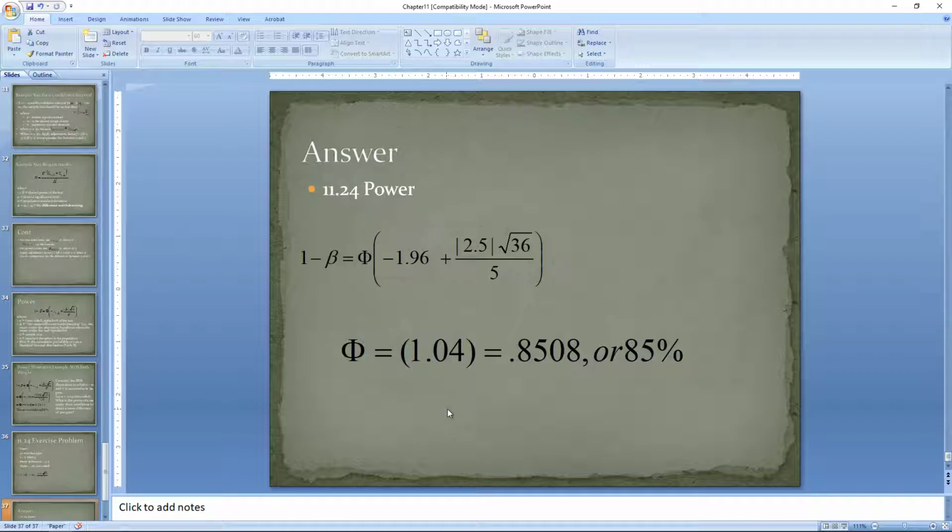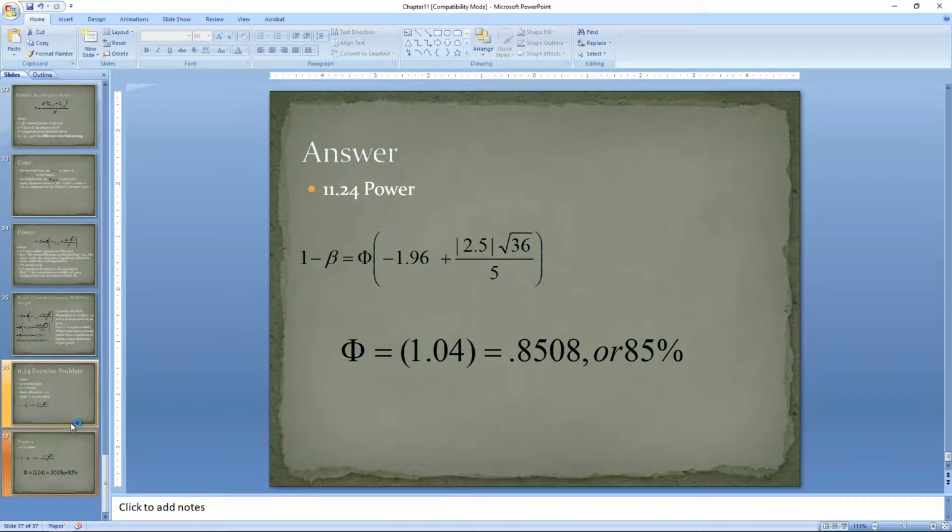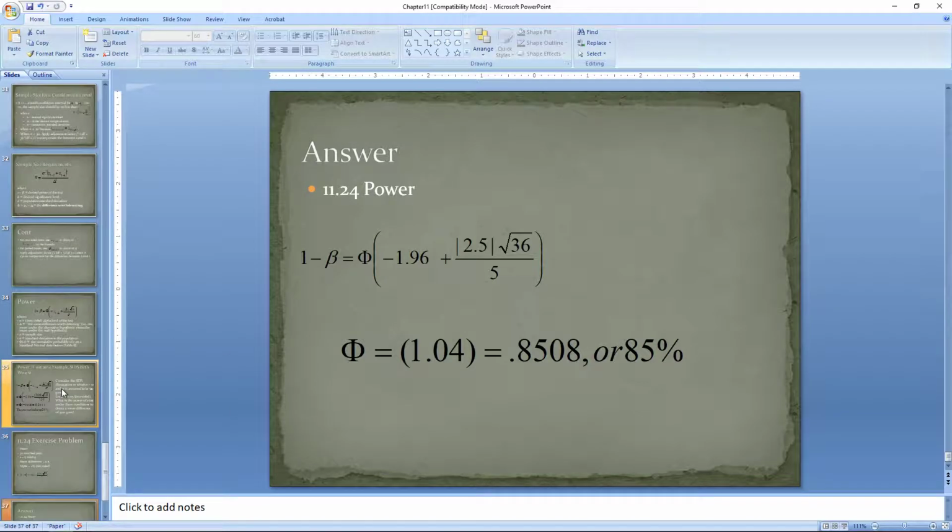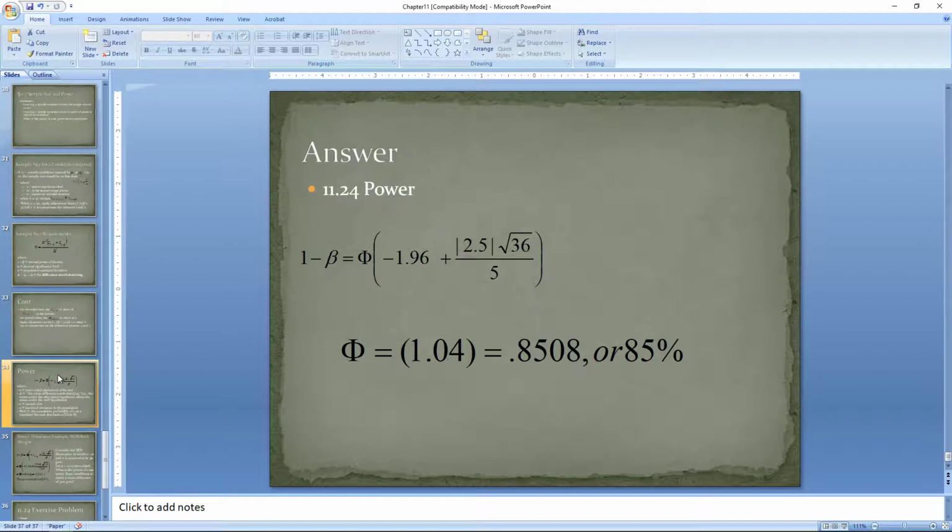When you go to the back of the book, table B, and look up 1.04, you will see that we have 0.8508 or 85%. So our power is 0.8508 or 85% power, and this is relatively good power for the test associated with it. So that's how you calculate power. There's the book example and the one in the back to help you with your homework. Once again, this won't be on a test, but it's good to go over so you understand what it is.